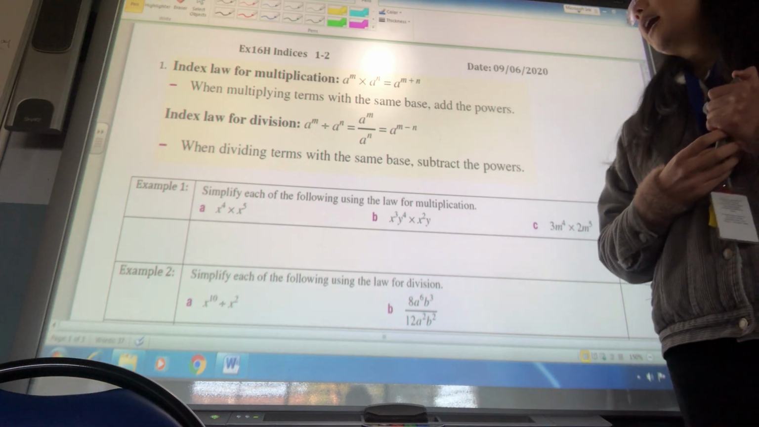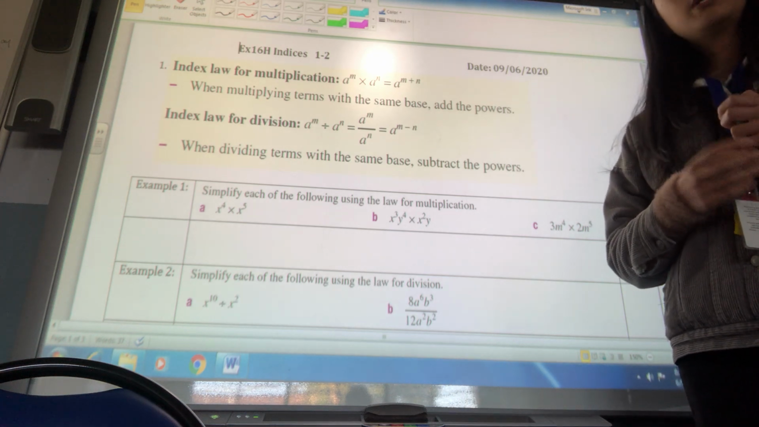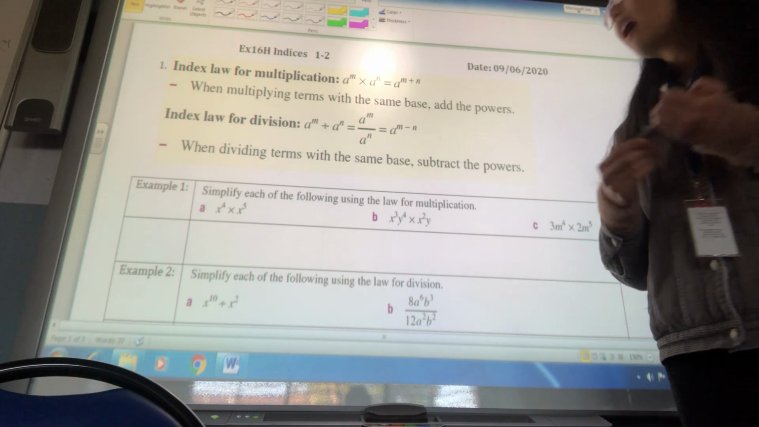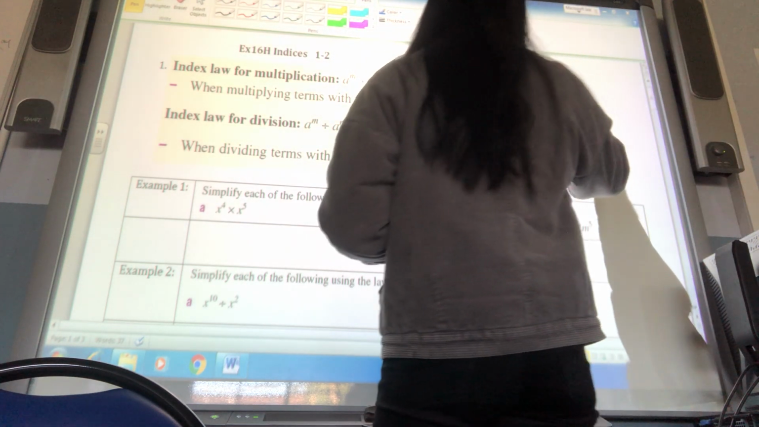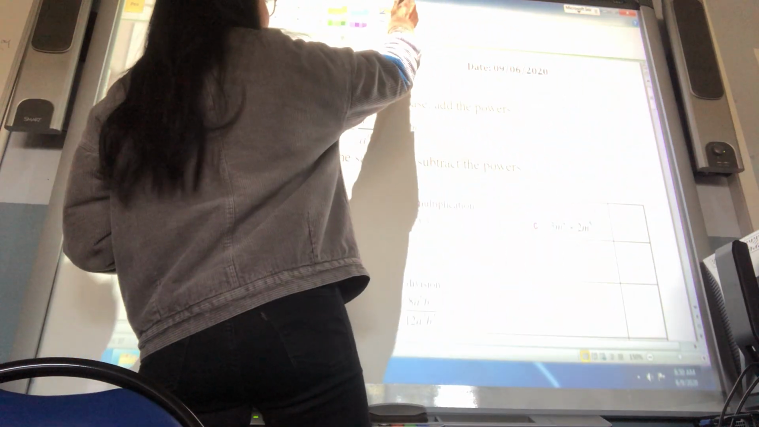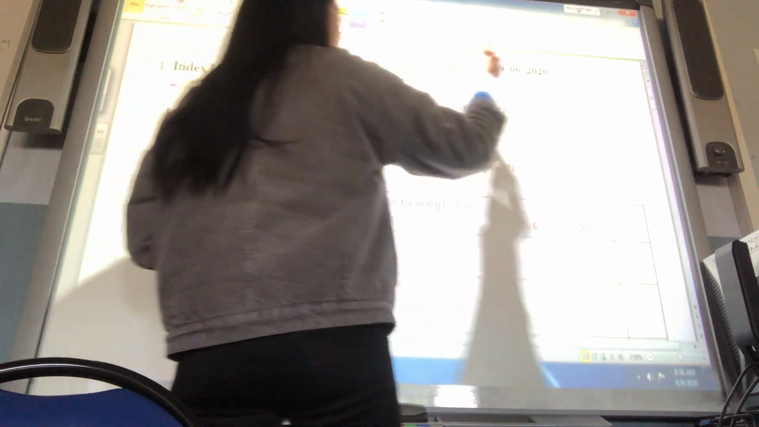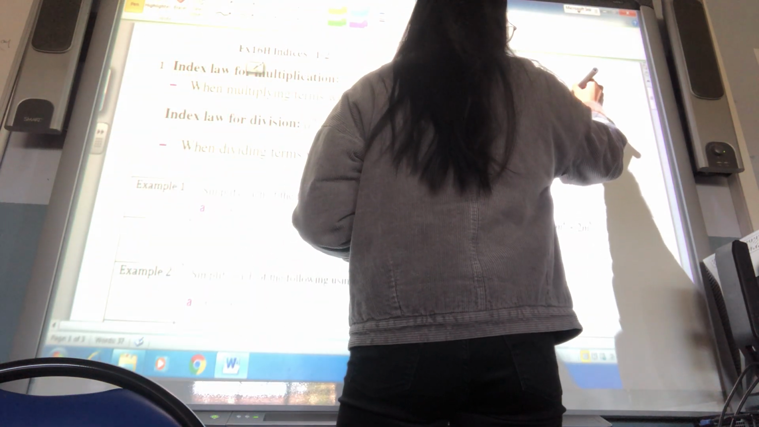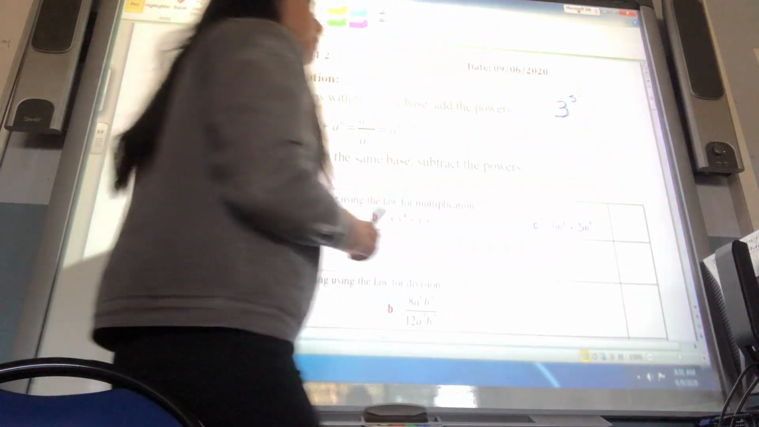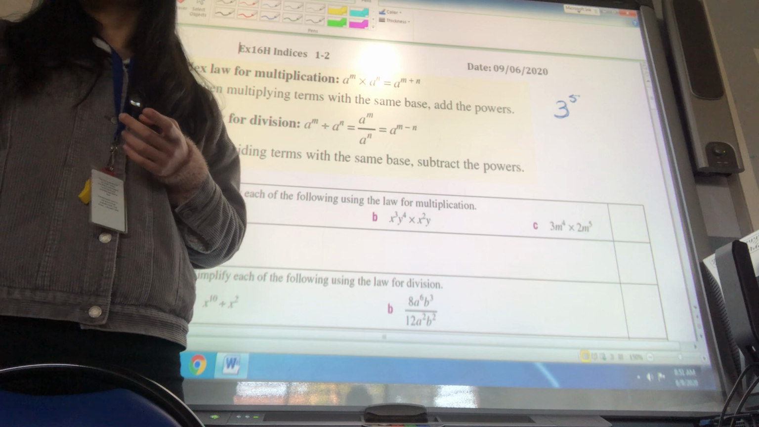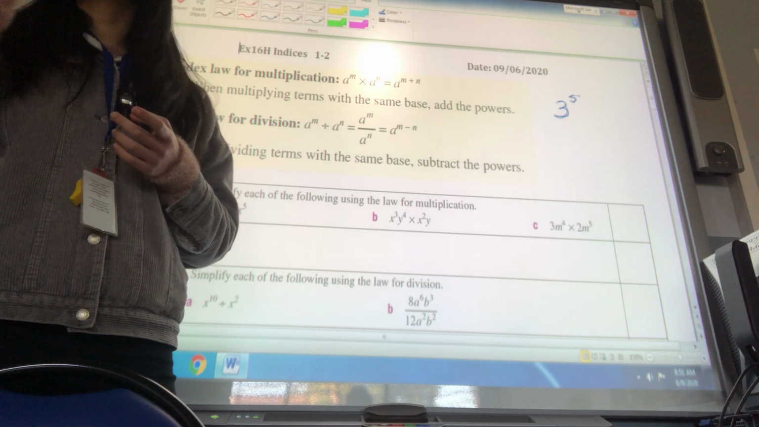So the first part is index laws. What is an index? If I have a number, 3 to the power of 5, for example, which one is the index? 5 is the index, right? So power and index pretty much mean the same thing.